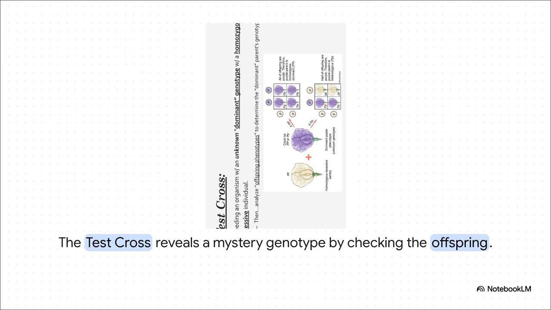There's a really clever trick called a test cross. Here's what you do. You take your mystery purple flower and you cross it with a white one. Why a white one? Because we know for a fact its genotype has to be little p little p. Then you just look at the offspring. If even one white flower shows up, boom, the mystery is solved. The purple parent had to be carrying that recessive gene.